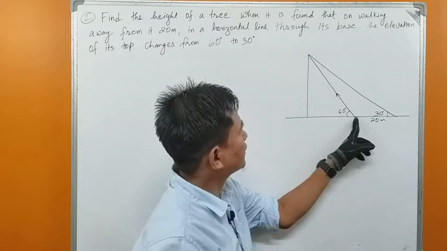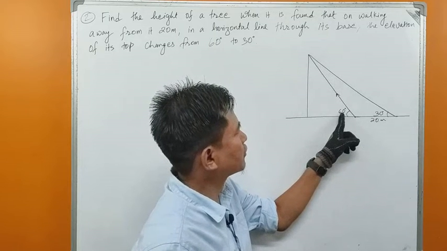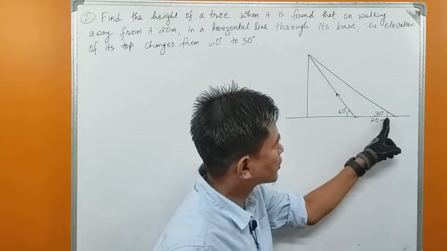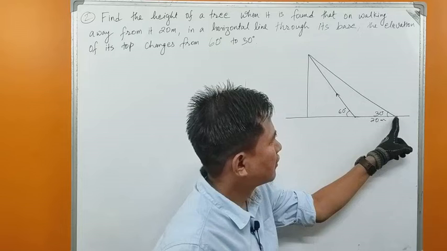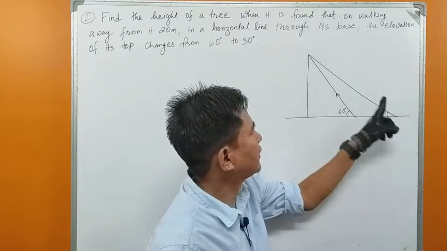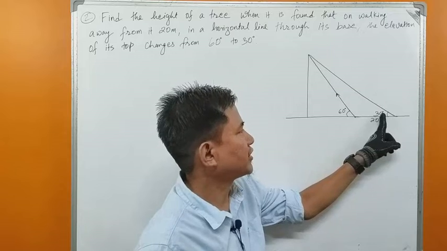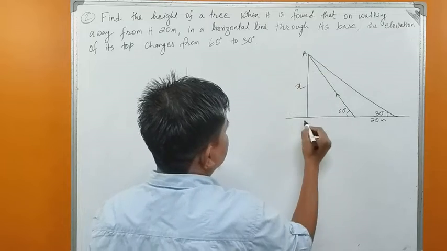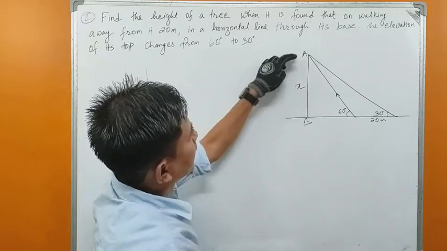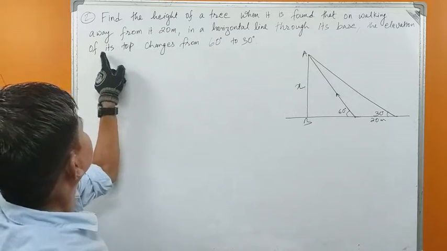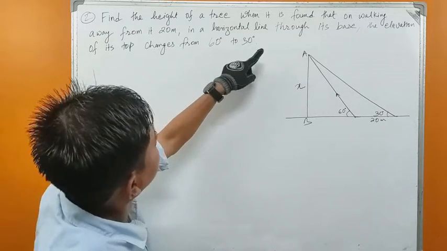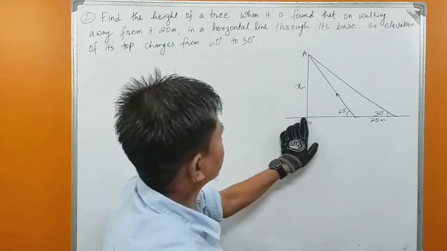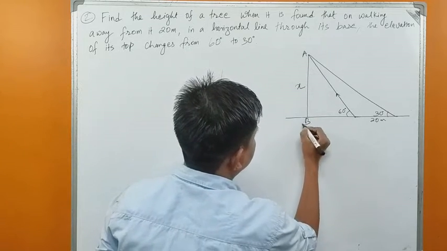When observed from this point, the angle of elevation of the top of the tree was 60 degrees. From this point, when one moves a further 20 meters away along the line of the base and observes the top of the tree again, the angle of elevation is 30 degrees. We are asked to find the height of the tree, AB.